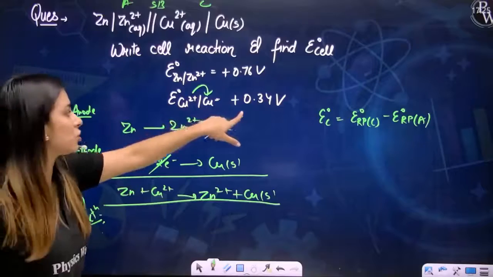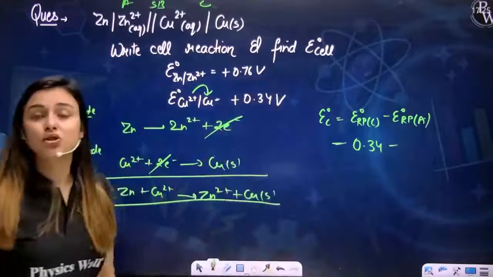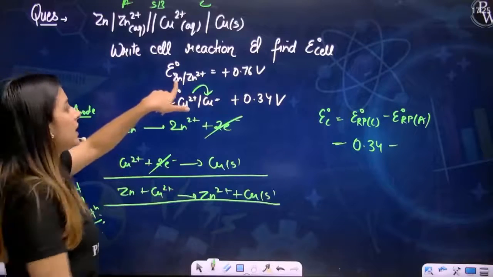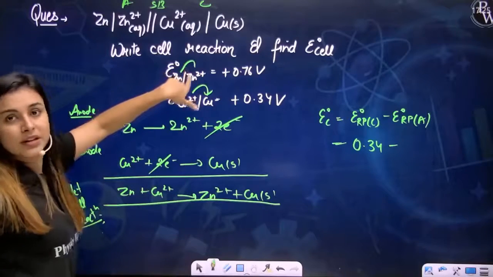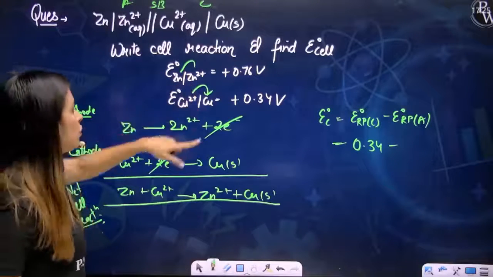Yes, ma'am, this is the reduction potential. So this is 0.34 minus. You need the reduction potential of anode. But can you see that this is not the reduction potential? This is the oxidation potential. So you need reduction potential.